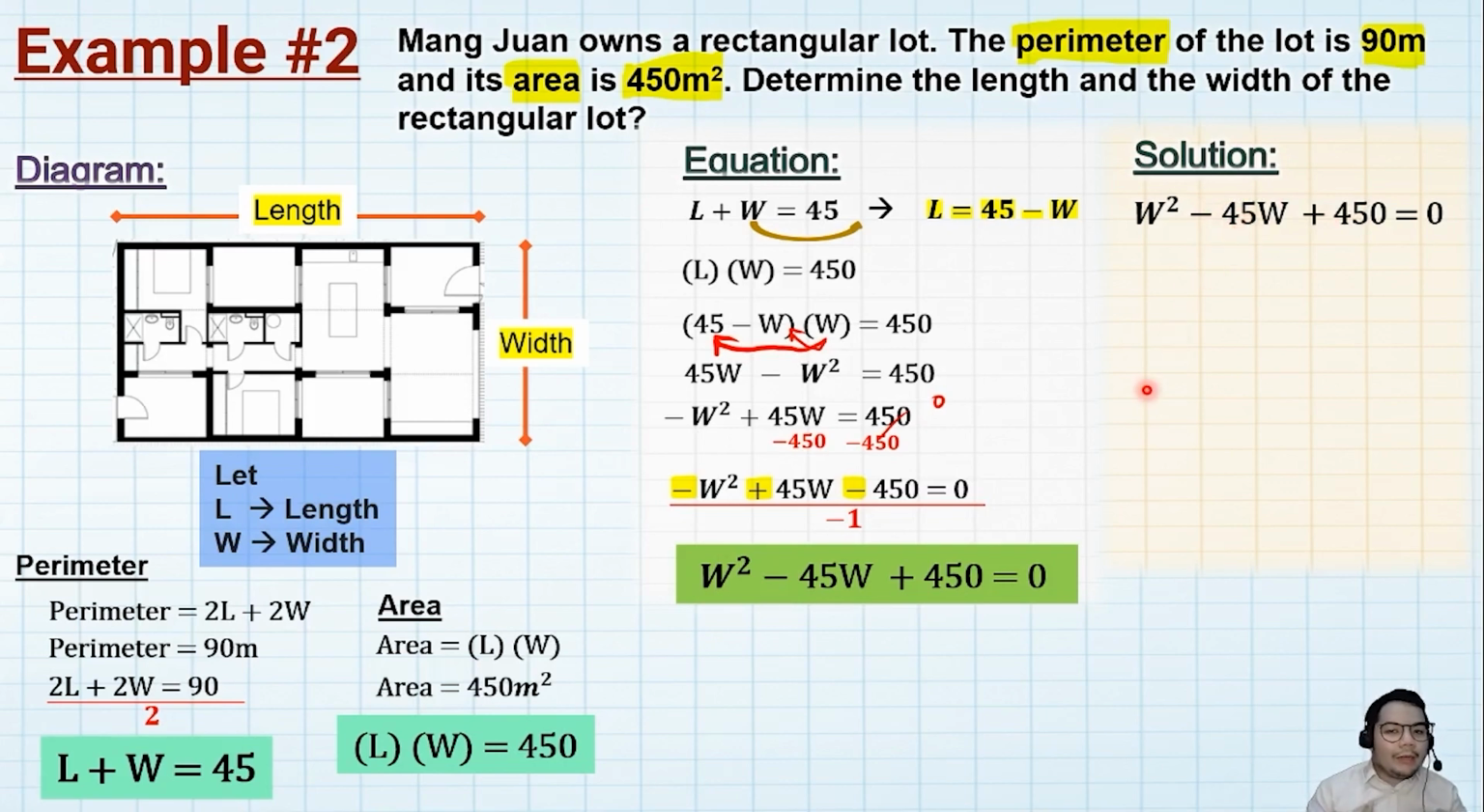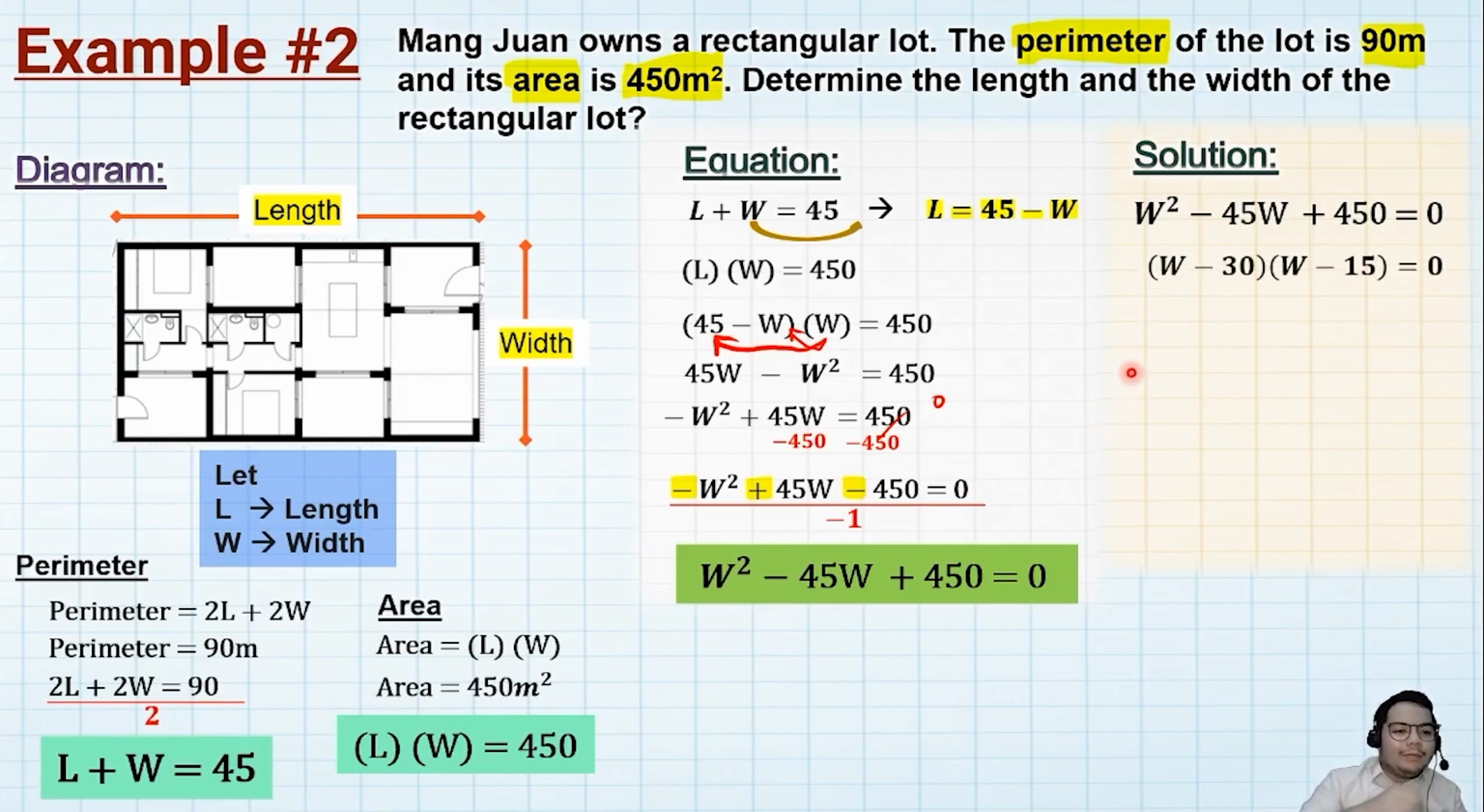So, kung nahihirapan kayo i-factor to, you can also do quadratic formula. Yan. Pwede mo na ngayon gawing a is equal to 1, b is equal to negative 45, and c is equal to 450. Yan. Pero ako, ang gagawin ko is factoring.